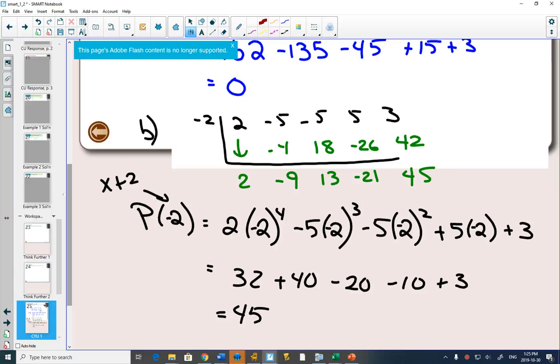Okay? Questions for practice on this one are 4a, 6a, 7, and 8.